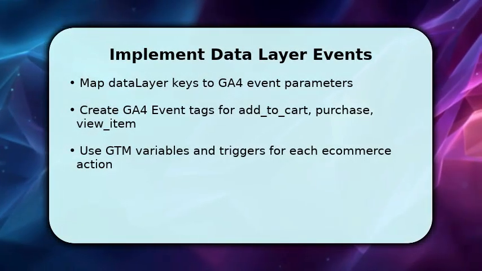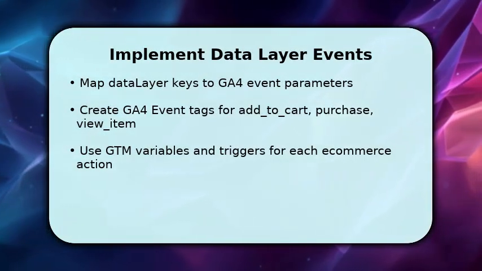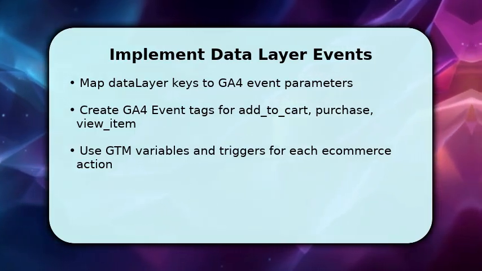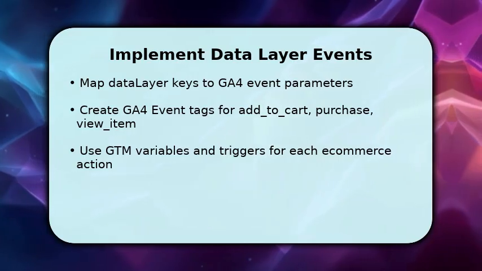Now implement detailed mapping. Create GTM variables reading data layer keys and map them to GA4 event parameters so values like price, currency, and item list are accurate.